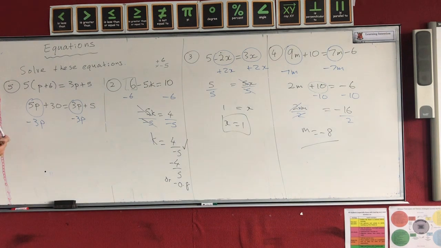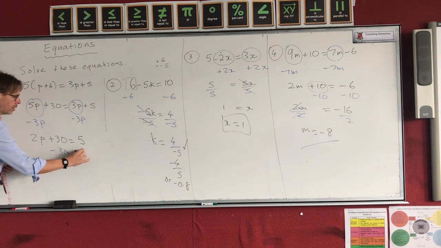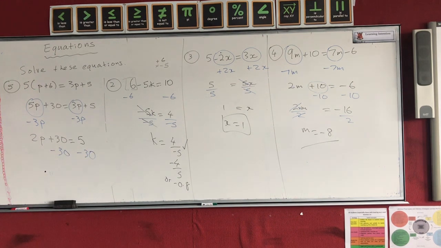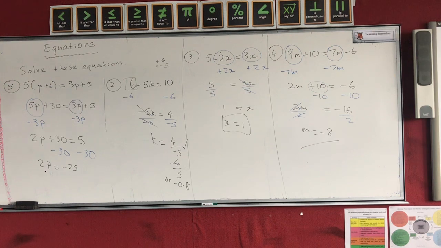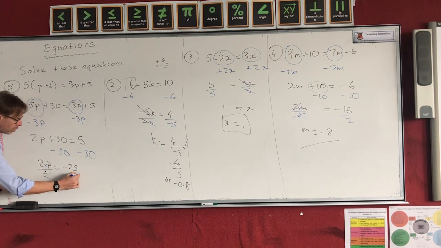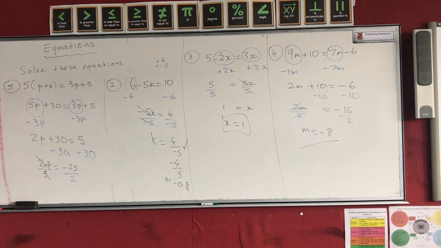That gives you 2p plus 30 equals 5. Okay? Now, minus 30, minus 30. 2p is equal to minus 25. Now, final step. There's the 2 there next to the p. Don't forget that's a times 2 there. You want to do the opposite to that, which is divide. So divide by 2, divide by 2, cancel, cancel.